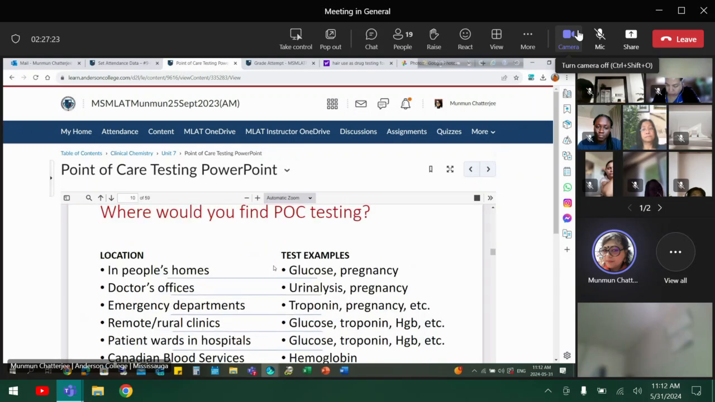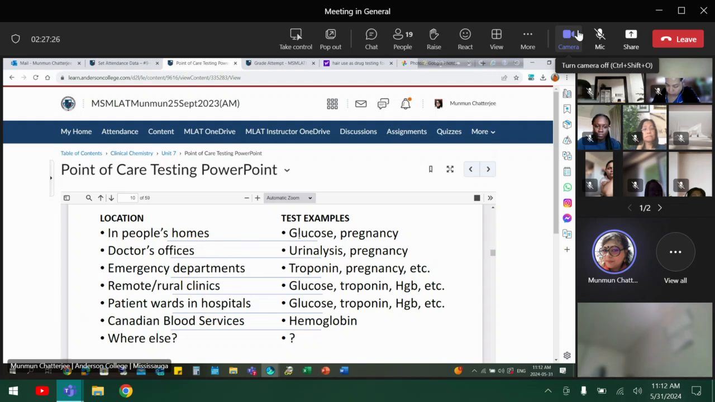So where do you find POC testing? In people's homes, as you told, glucose, pregnancy mostly. Doctor's office: urinalysis, pregnancy. Emergency department: troponin, pregnancy. Troponin we don't do. We do glucose a lot. Troponin has to be a chemical analysis. Anyway, here the detail is written, but I don't agree. So troponin, pregnancy, but they missed the glucose. We do the glucose. Remote centers, rural clinics: glucose, troponin, hemoglobin. Patient wards in hospital: glucose, troponin, hemoglobin. Canadian Blood Services: obviously hemoglobin, and maybe more.